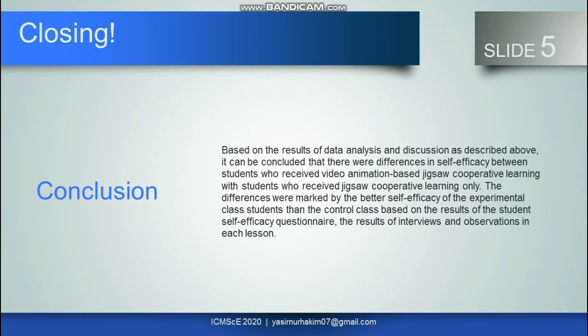Conclusion. Based on the result of data analyzed and discussed as described above, it can be concluded that there were differences in self-efficacy between students who receive video animation based jigsaw cooperative learning and students who receive jigsaw cooperative learning only. The differences were marked by the better self-efficacy of the experimental class students than the control class, based on the result of the student self-efficacy questionnaire, the result of interview, and observation each lesson.